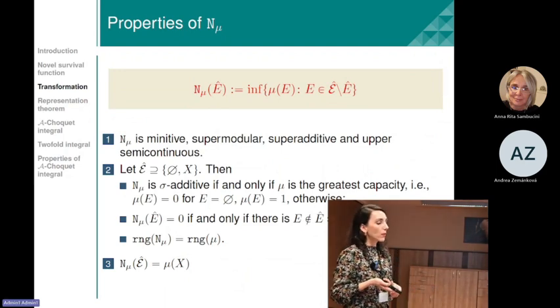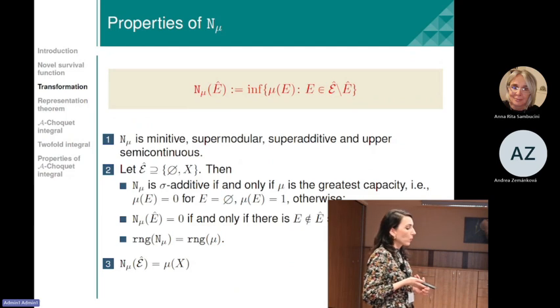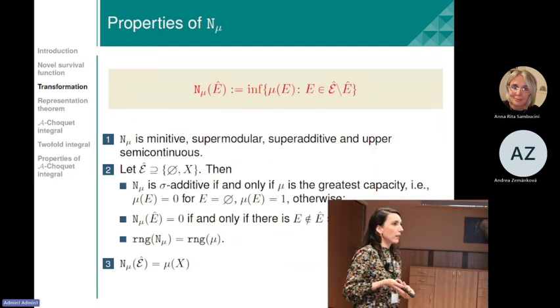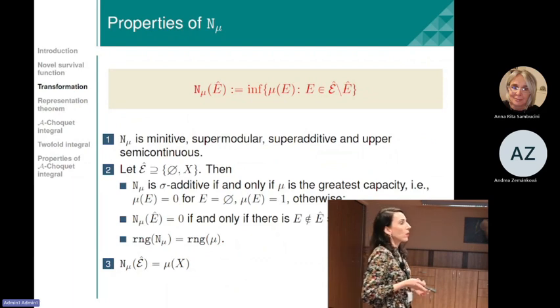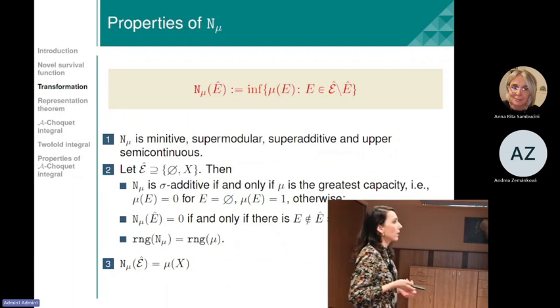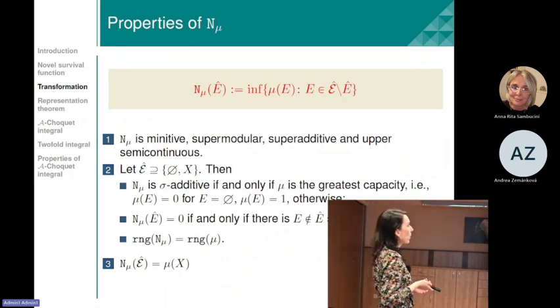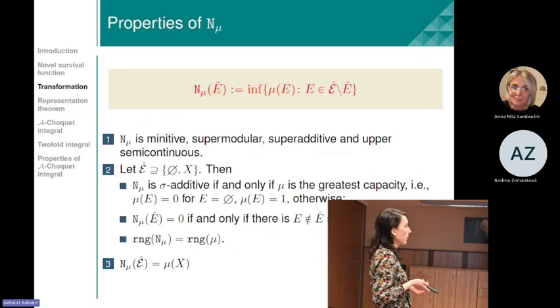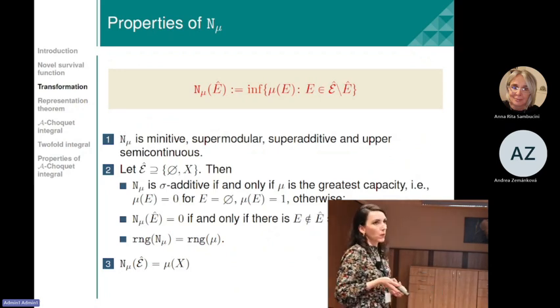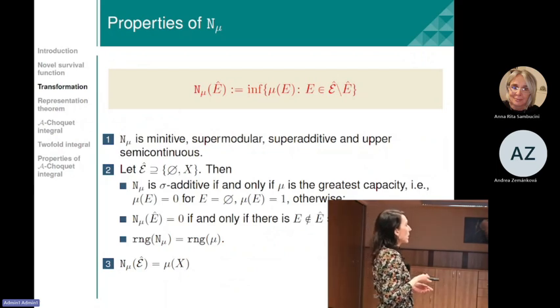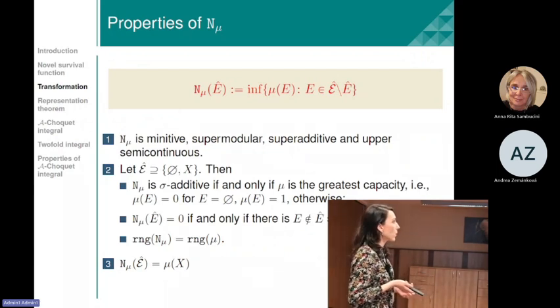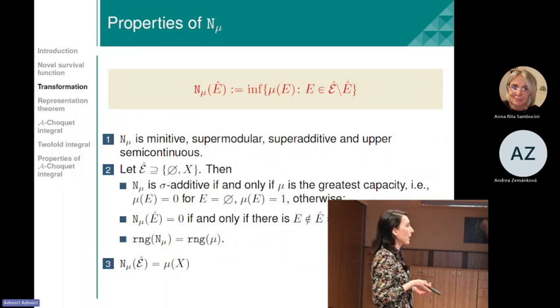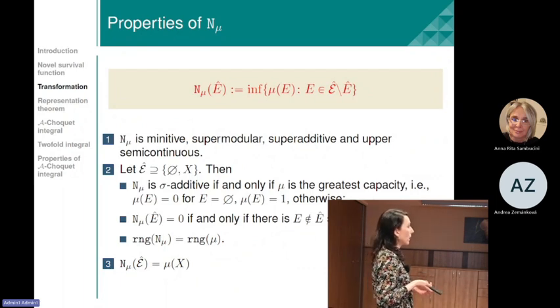As I mentioned, we try to show that the generalized Choquet integral is a standard Choquet integral on a hyperspace, and we tried to show it via NME. So we studied the properties of NME. These properties directly follow from the definition of NME. So NME is a minitive monotone set function and supermodular, superadditive, and upper semi-continuous.